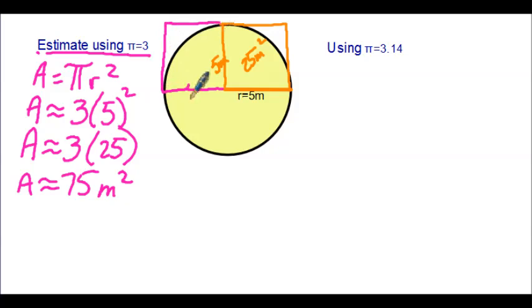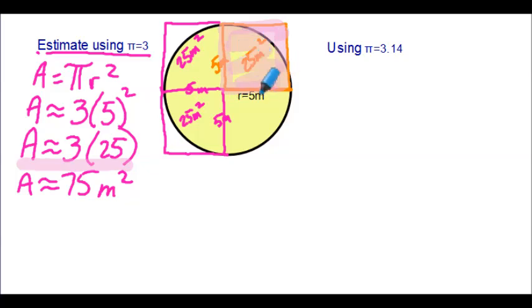Using another radius of 5 meters, you would have 5 times 5 gives you another square of 25. And another here, 5 times 5, is another area of 25 square meters. So we have 3 sets of 25. And that's what we've drawn on our circle. There's the first and the second and the third set of 25.